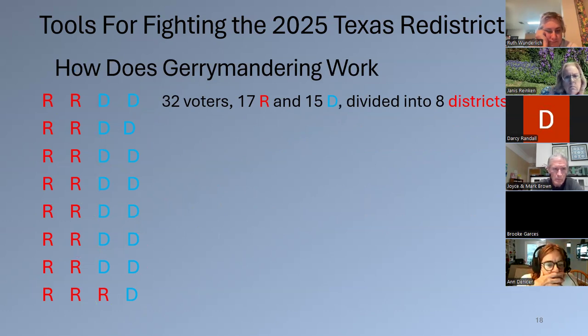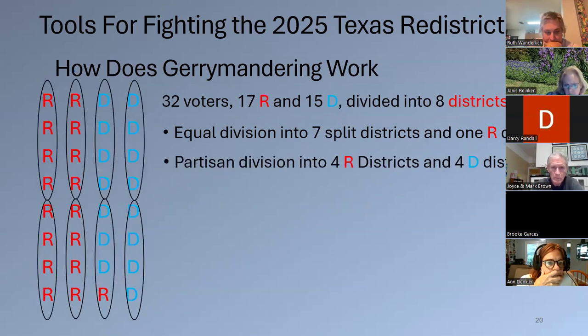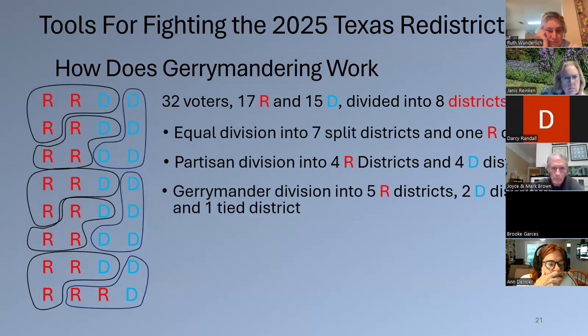But let's talk about how gerrymandering actually comes about. So we go back to our 32 voters, 17 R and 15 D. If you're nice, you draw 7 equal districts and 1 Republican district, or you can be partisan and draw 4 Republican districts and 4 Democratic districts, or you can gerrymander, which is drawing your lines in a special way so that you get 5 R districts and 2 D districts and 1 tied district.